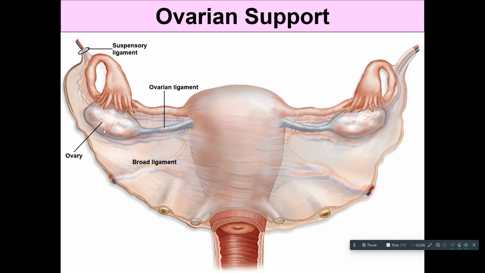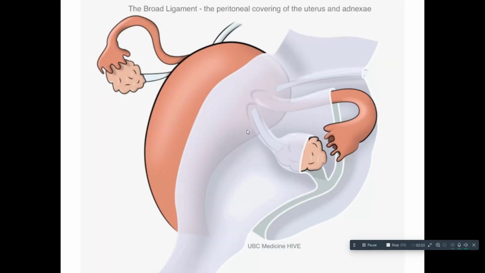If we look at where the ovaries are, they're these paired organs sitting in the abdominopelvic cavity. They are attached to the uterus by a fibrous ovarian ligament. They are also draped with a mesentery called the broad ligament, and a portion of that mesentery extends laterally, and that is known as the suspensory ligament. So we see the broad ligament here folding over the uterus, the fallopian tube, and the ovary.